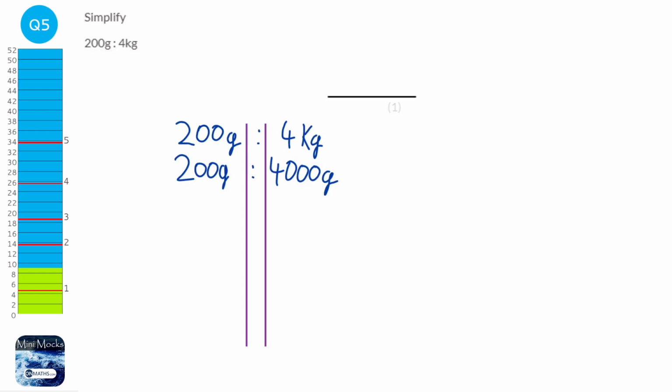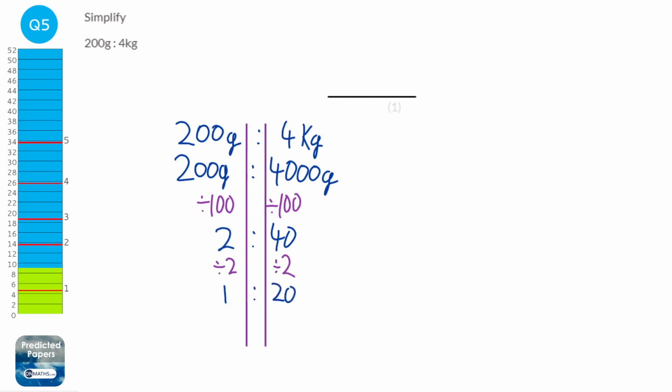Okay, so I'm going to remove the units now, and we're just going to focus on the numbers. So we can divide both sides by 100 straight off the bat. So we've got 2 to 40. We can see we can divide them both by 2. And so we've got 1 to 20. And so it's 1 gram to 20 grams, or just 1 to 20.